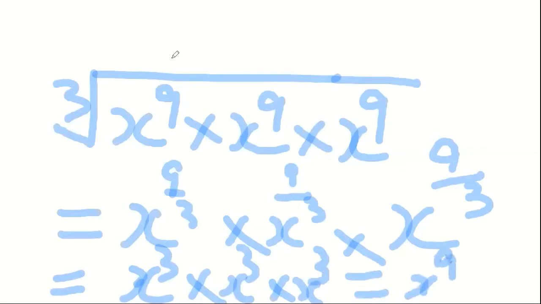The cube root of x raised to power 9 into x raised to power 9 into x raised to power 9 is x raised to power 9. You can do it here also. x^9, x^9, x^9, bases are same, powers are added, whole raised to power 1 by 3. 3 cut with 3, we get x raised to power 9.